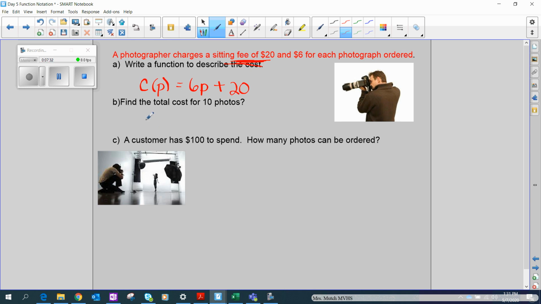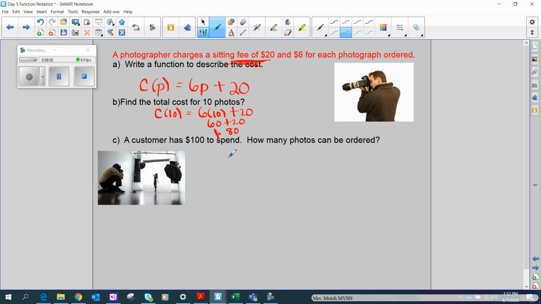So these are the two types of questions, part A and part B, or part B and part C. Find the total cost for 10 pictures. So I'm going to find the cost for 10 pictures. This is a direct substitution. I'm just going to put 10 in for P, 60 plus 20, and then it would be $80. So if they got 10 pictures, then it's going to cost them $80.